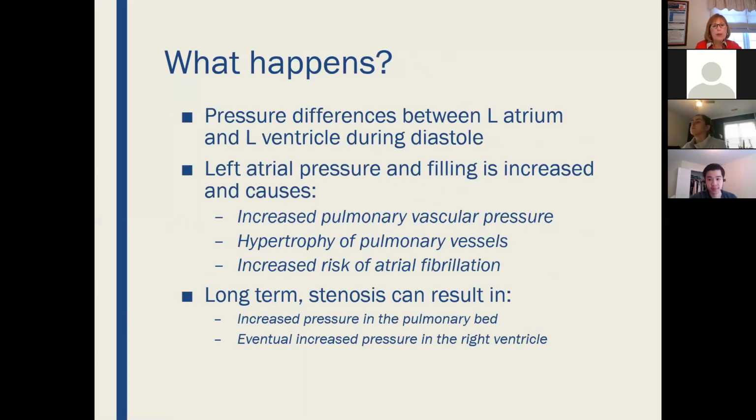Okay, so what happens? The pressure difference between your left atrium and your left ventricle during diastole is an issue. So your left atrial pressure: blood has come from your vena cava into your right atrium, down to your right ventricle, out to your pulmonary artery, to your lungs. It gets oxygenated, it comes back into your left atrium, and then into the left ventricle, right? So left atrial pressure and filling is increased because the valve is stenotic, and it should be opening and let the blood come out of it.